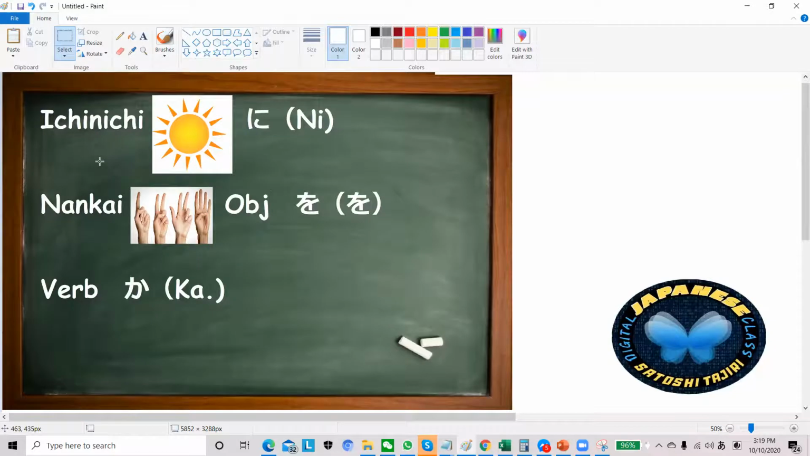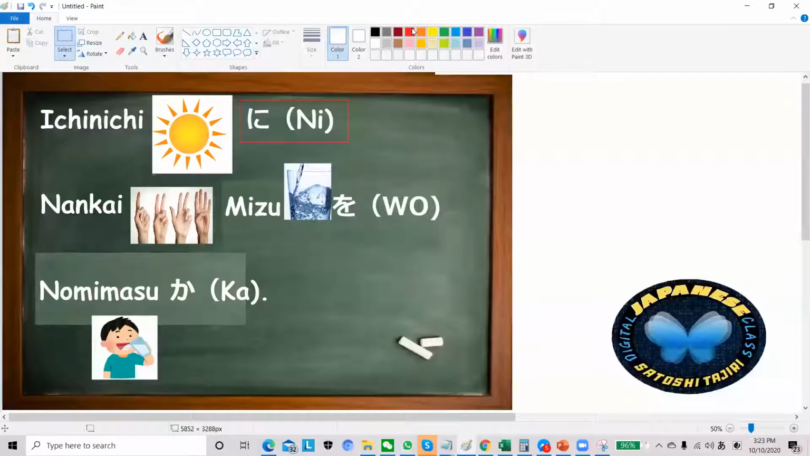today. First is we have our word ichinichi. Ichinichi means one day. Then we have our word nankai. It means how many times. So this one, we have our particle ni here. Because we have our ni, it means for our duration, within the duration of one day. So for example, within one day, how many times for this object you do this verb? Let's give you some example.